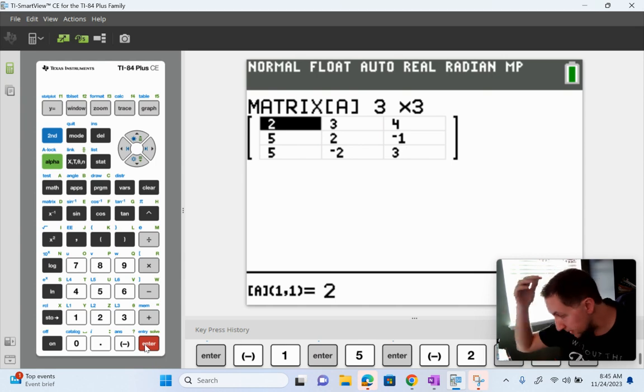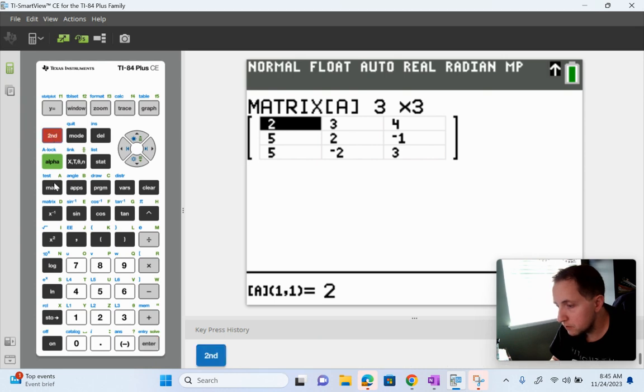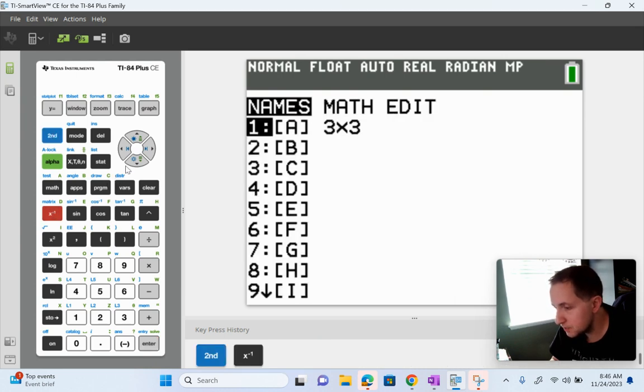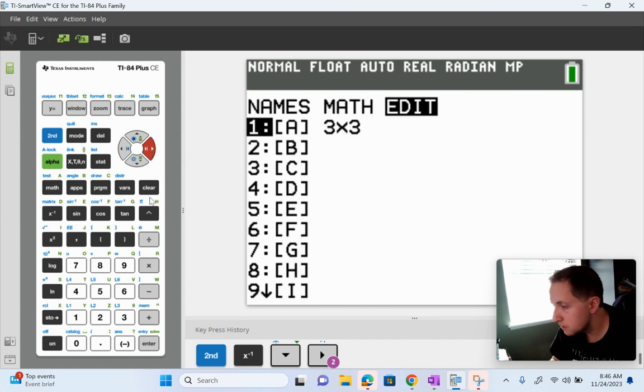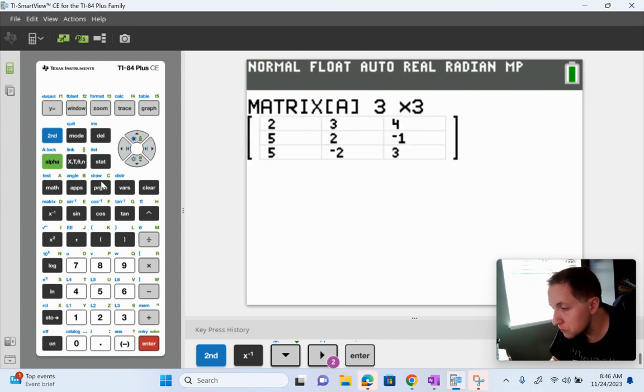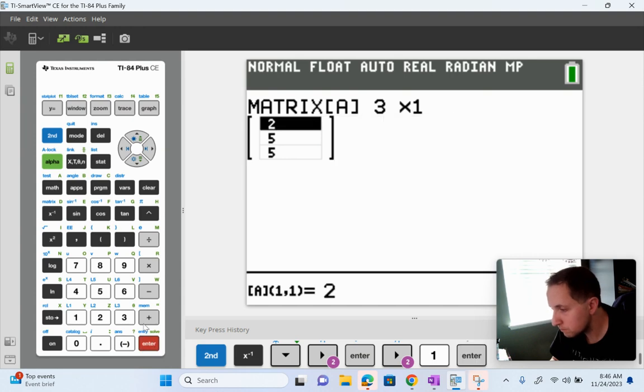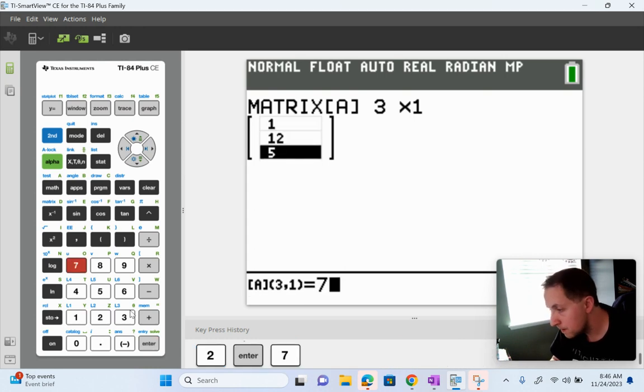And this is not for the data set that I gave you. This is just another example I made up. Okay, we edited matrix A. I want to go back, so I'm going to go second matrix again, or second x inverse. I'm going to edit matrix B. This time I want 3 rows by 1 column, so I'm going to edit the second number to be 1. And I'm going to put in the values on the right-hand side of the equations: 1, 12, and 7.